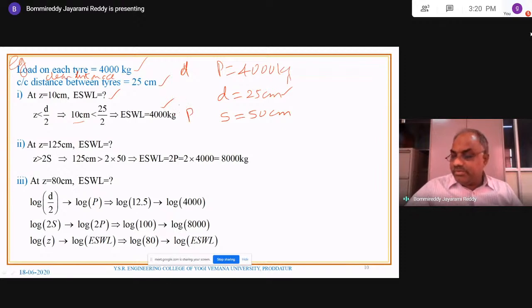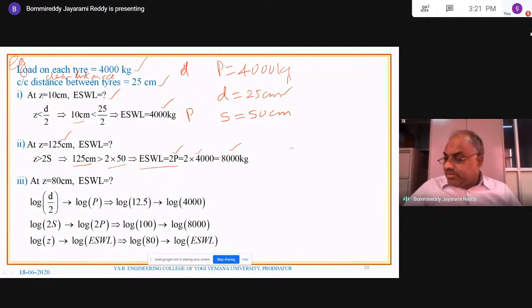Or the other case is at Z equal to 125 centimeter depth. What is the equivalent load? These are the possible questions in the exam. If this is the case, compare the value of Z and 2S. Z value is 125 and 2S is 2 into 50, it is 100. So Z is more than 2S. When Z is more than 2S, the equivalent single load will be equal to 2P. So 2 into 4000, 8000 kg is the equivalent single wheel load.